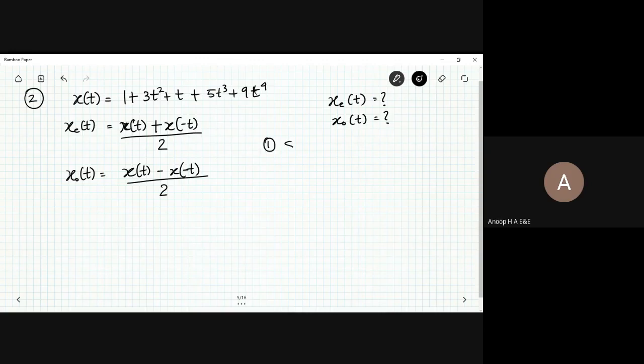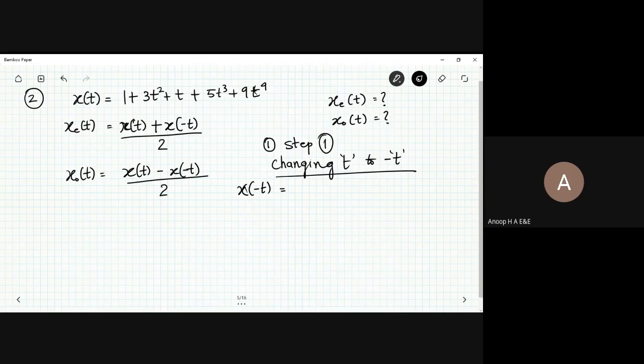Step 1, you are going to find out by changing t to minus t. Okay, changing t to minus t. What are you going to get? x of minus t.